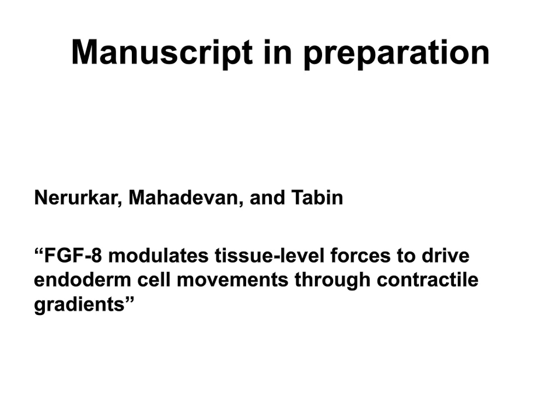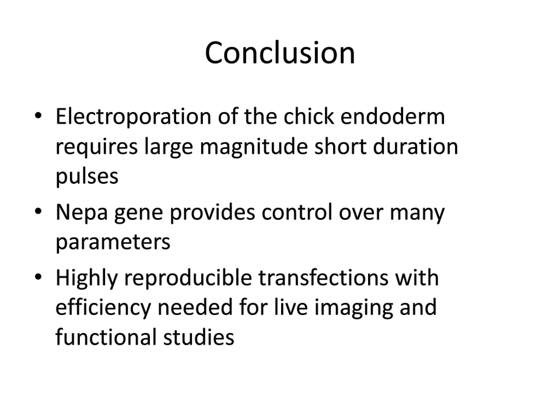But to conclude, what we found through the optimization using NEPA gene is that the electroporation of chick requires a very, very short duration of pulses due to how delicate the tissue is. Additionally, the NEPA gene provides a tremendous control over the parameters that are necessary for electroporation, and the result is a highly reproducible transfection with great efficiency and viability, and this has been sufficient for the live imaging and functional studies that we're doing.